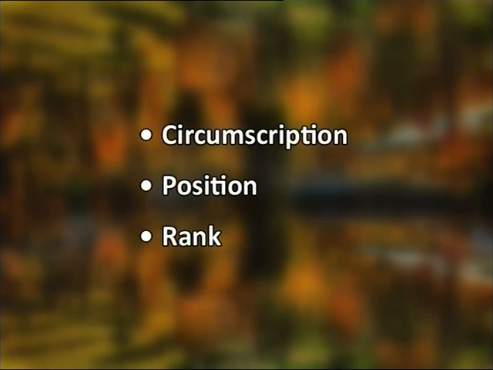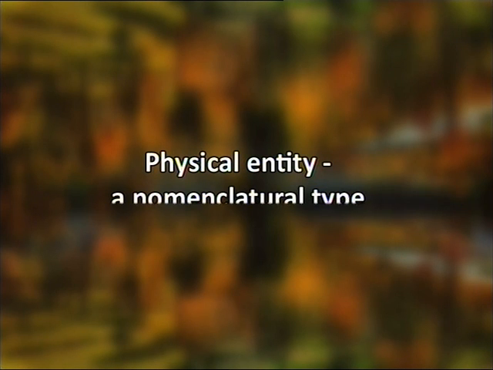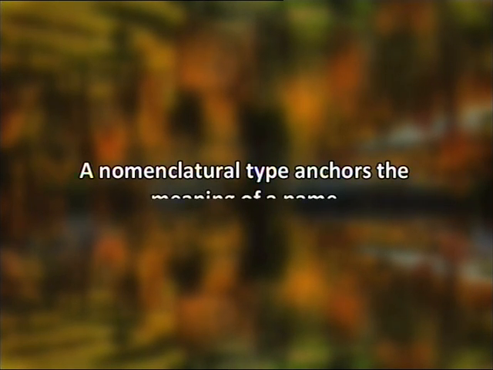According to Principle 2 of the International Code of Botanical Nomenclature, the application of names of taxonomic groups is determined by means of nomenclatural types, and the correct name of a taxon is based on circumscription, position and rank. It means that scientific names must be associated with some physical entity, a nomenclatural type. A nomenclatural type anchors the meaning of the name.